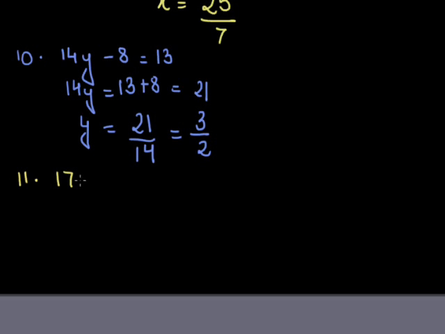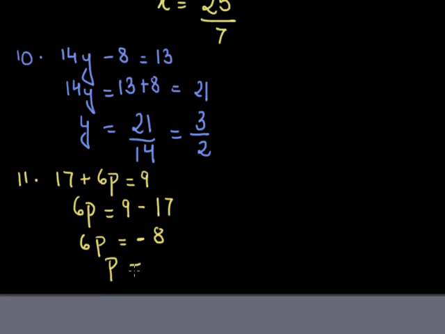Okay. Now the next question, 11th question. 11th is 17 plus 6p is equal to 9. Now what I can do is, I can shift 17 from left hand side to the right hand side. If I take 17 to the right hand side, its sign will become changed. So plus 17 will be converted into -17. So 6p is equal to 9 minus 17, that will be equal to 6p is equal to -8. Again, p will be equal to -8 upon 6, that will be equal to -4 upon 3. If I reduce it, it will become -4 upon 3.